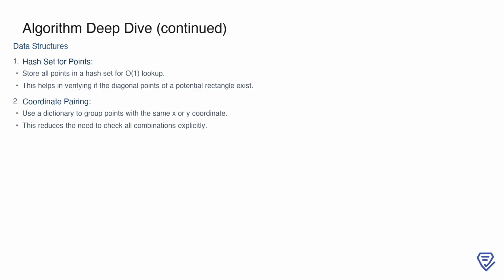For example, we can create a dictionary where the keys are x coordinates, and the values are lists of y coordinates that share the same x coordinate. Similarly, we can group by y coordinates. These groupings allow us to efficiently identify potential pairs of points that could form the sides of a rectangle, significantly reducing the need to explicitly check all combinations of 4 points.